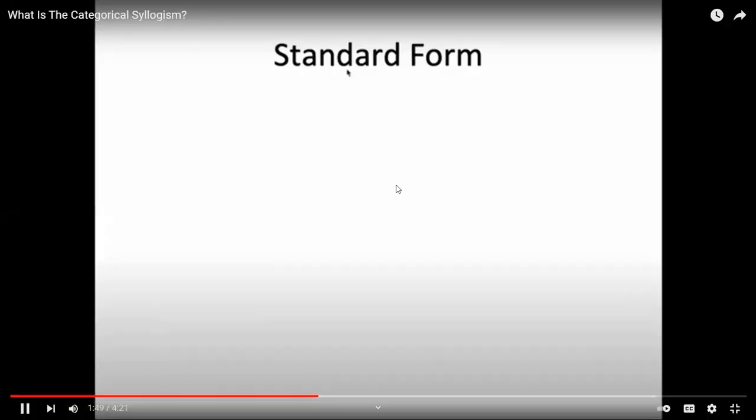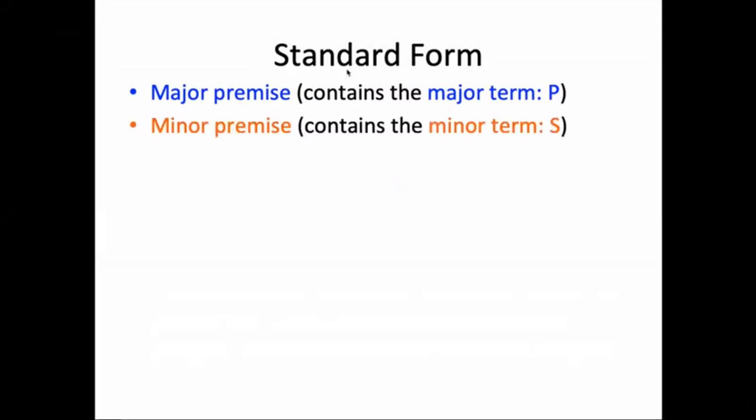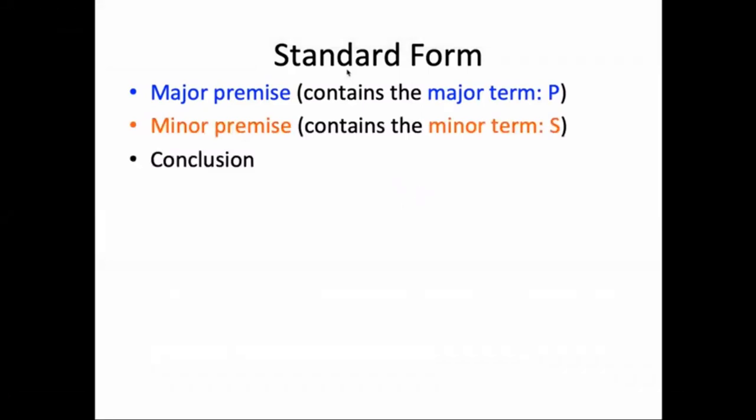Syllogism in standard form. So we have the major premise, the minor premise, and then the conclusion. This is the order in which these elements appear. For a more detailed discussion of the major premise and the major term, the minor premise and the minor term, please see the videos, what are the terms of a syllogism and what are the major and minor premises in a categorical syllogism.